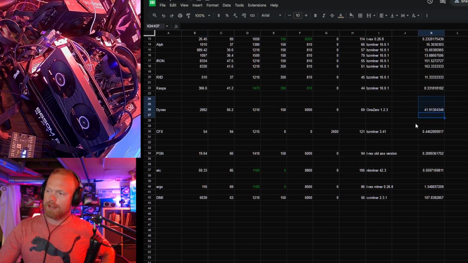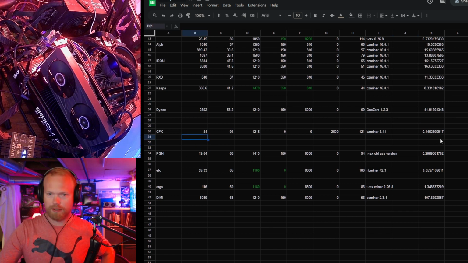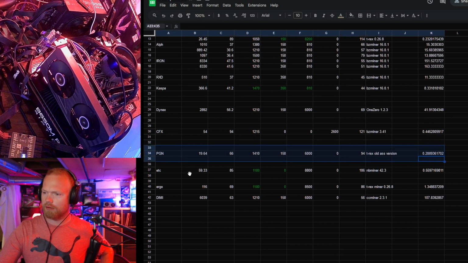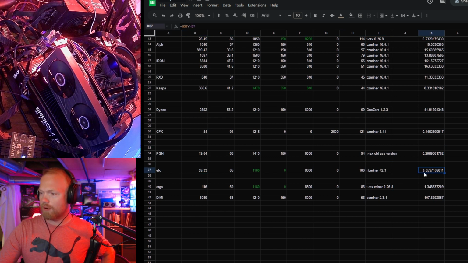Anyway, it's impressive to see an NVIDIA card above, like, 30 efficiency. Even 30 is pretty good for an NVIDIA card right now. Conflux, 0.446, that's quite good, so maybe consider that. 0.208, very underwhelming on Pigeon. ETC 0.559, so efficiency is good. And for the price point, that hash rate's actually pretty respectable.